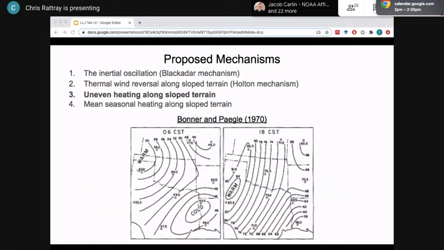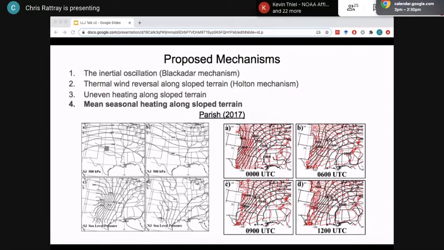The third mechanism is uneven heating along the slope. As a result of uneven heating along the slope, a pressure gradient that changes with height is produced, producing a southerly geostrophic wind maximum. The fourth mechanism is due to mean seasonal heating along the slope. This creates a southerly geostrophic flow. A southerly jet results from the IO mechanism superimposed on the southerly background flow.